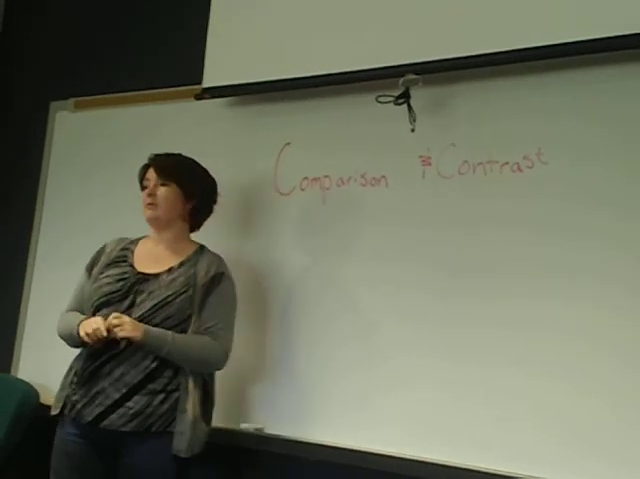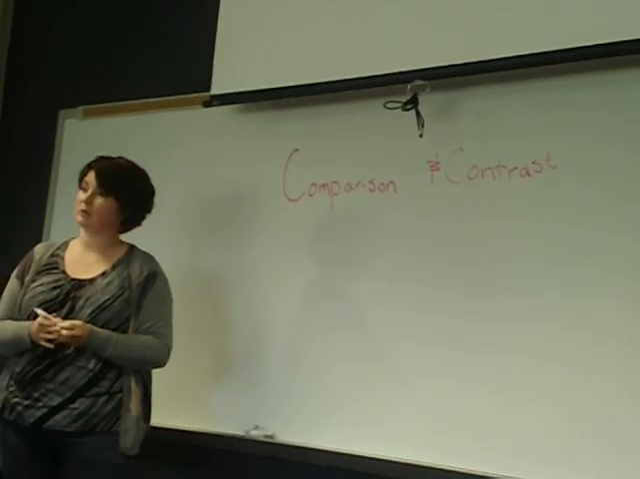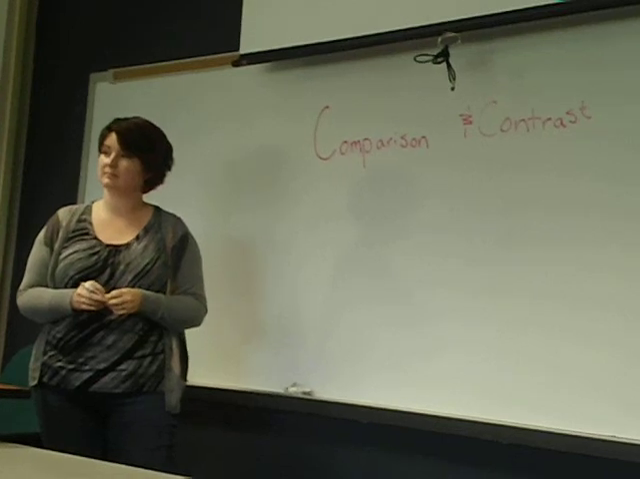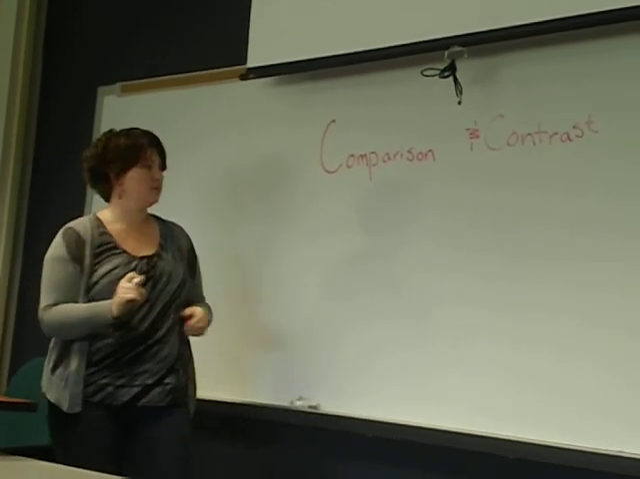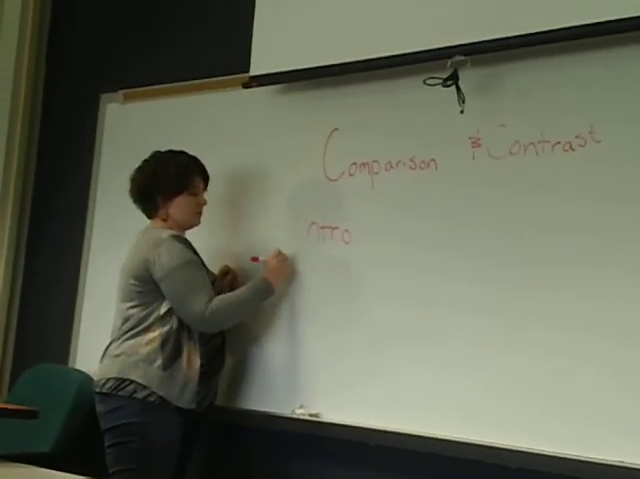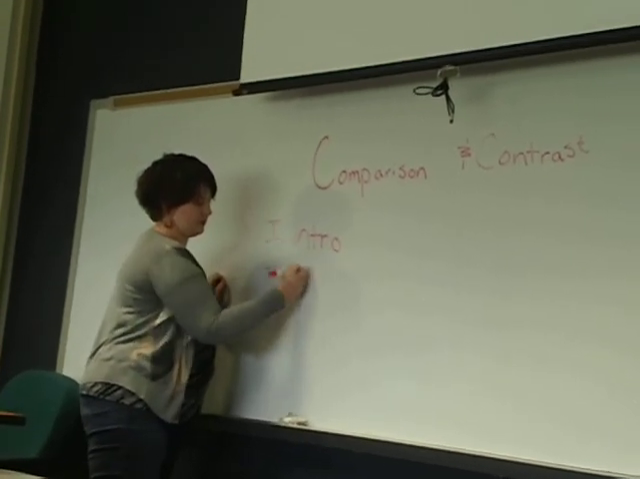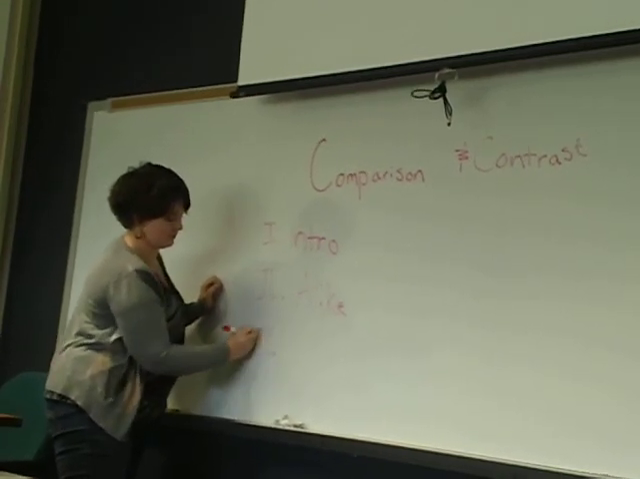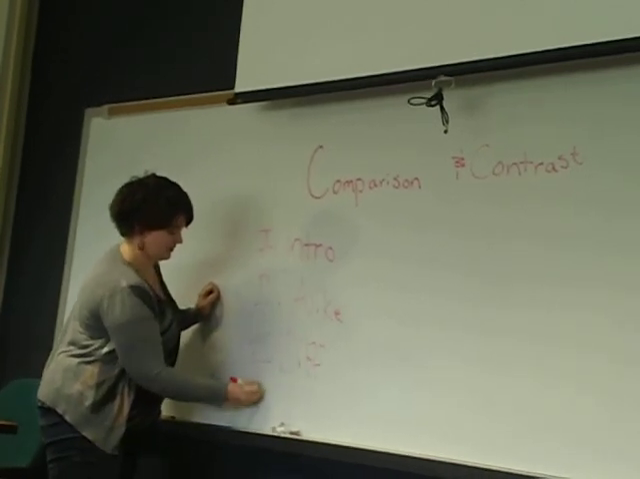Okay? Now, if we're writing a comparison and contrast paper, how can we organize it? What kind of structure can we use? Maybe first talk about how they're alike, then talk about how they're different. Yeah. So if you're doing both in one paper, you can have an intro, and then you can talk about how they're alike, how they're different, and then obviously have a conclusion.